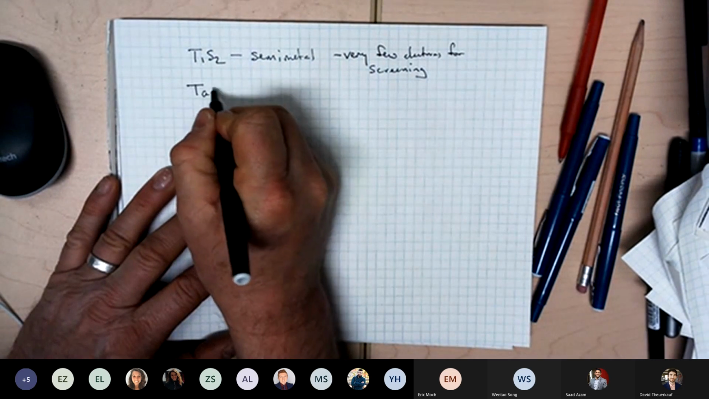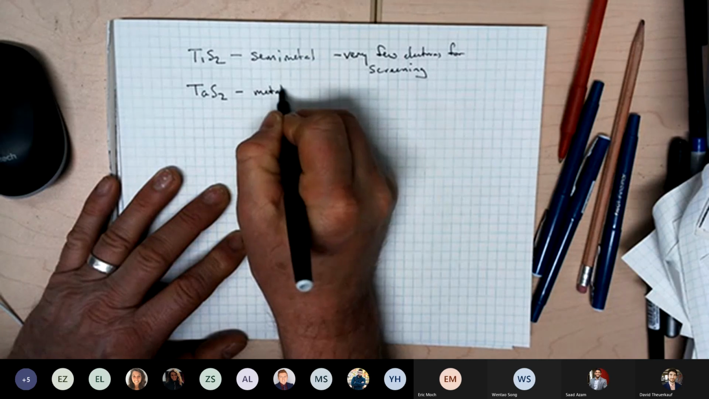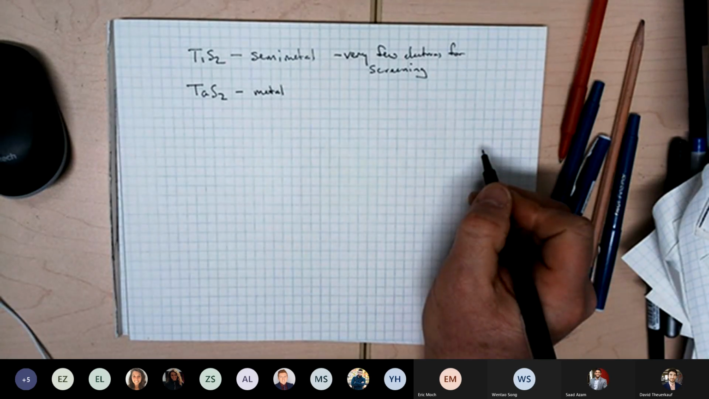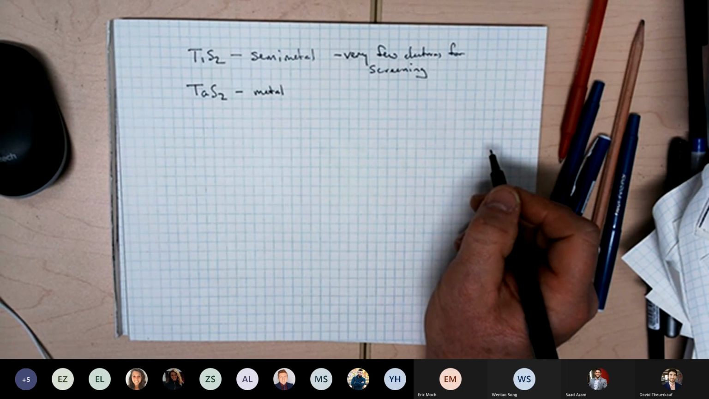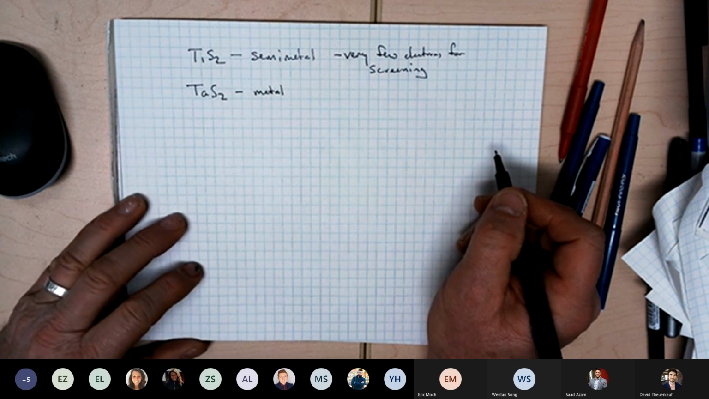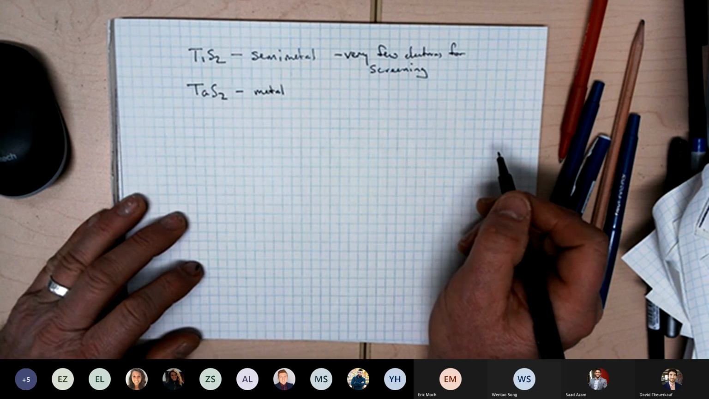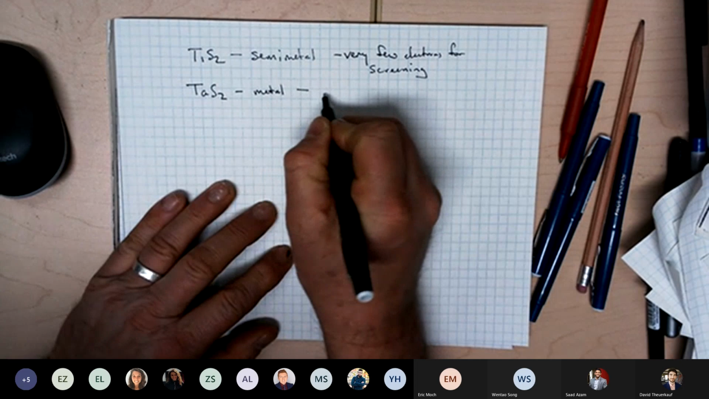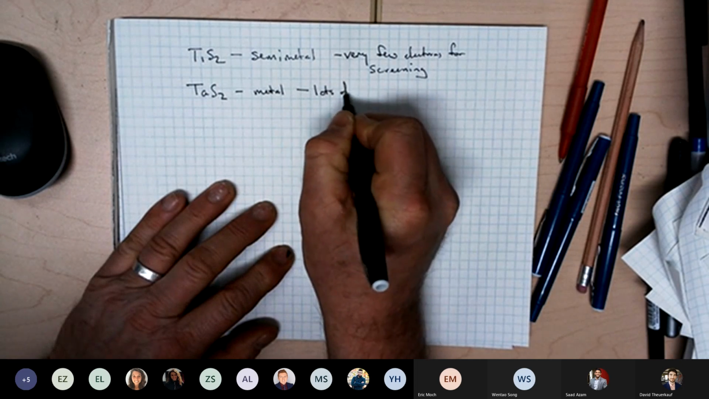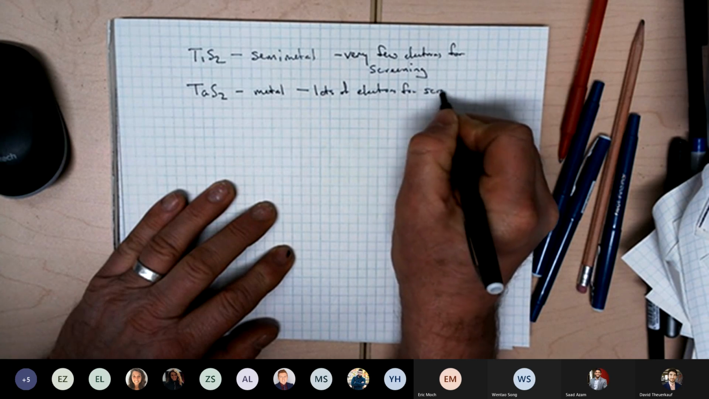On the other hand, tantalum disulfide is a metal. And in fact, intercalated tantalum disulfide with lithium is a superconductor. My brother Doug wrote a PhD thesis on the properties of intercalated tantalum and niobium disulfide, which are superconductors. So very large number of electrons, lots of electrons for screening.